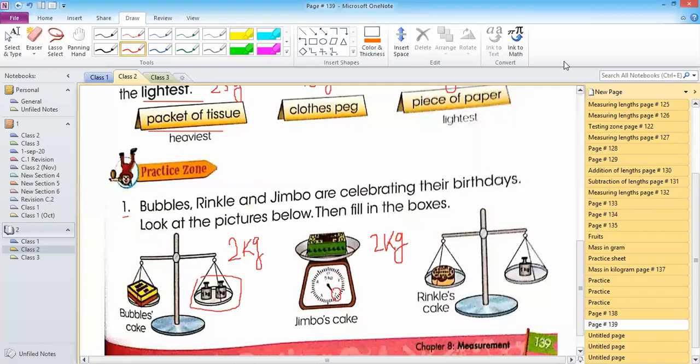Now check the wrinkle cake's mass and tell me in the chat box how much the weight of the mass of this wrinkles cake is.